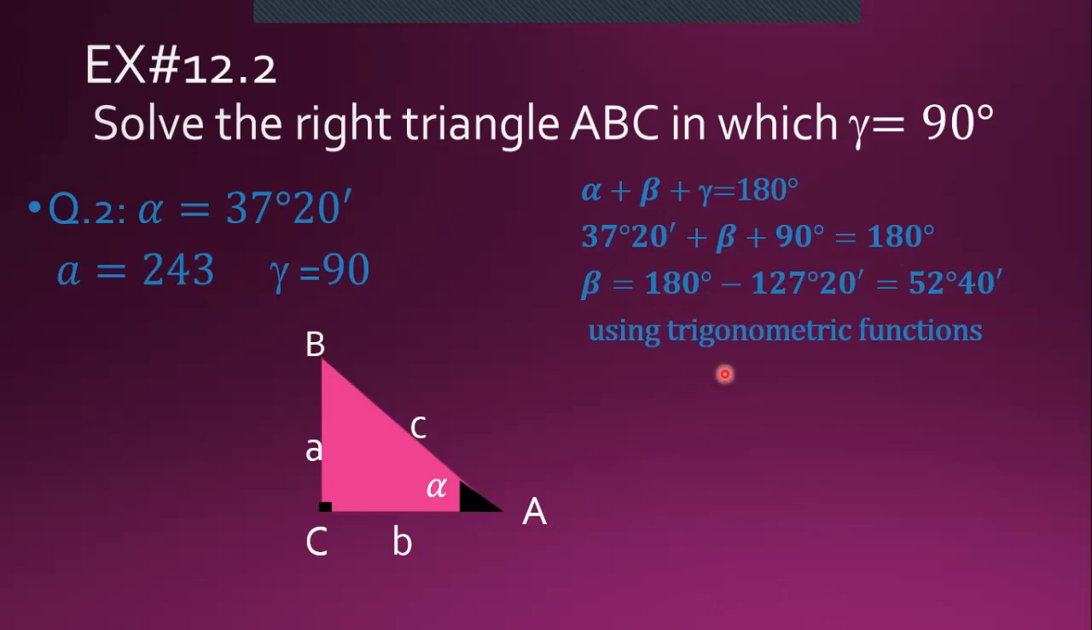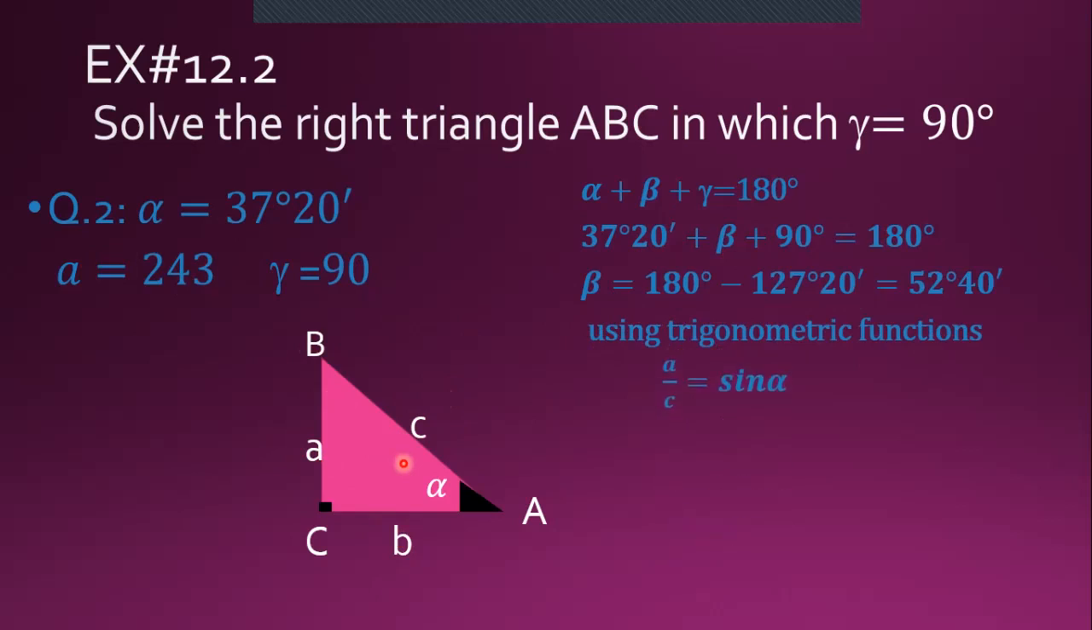Now how to solve it. Three things are given to us and we are to find the other three things. Those were beta, b, and c. We have found beta by using this relationship. Whenever you are given two angles, you can find the third angle by using this relationship. Now we are to use the trigonometric functions. We know that a is known, so we need to connect this a with b and with c separately.